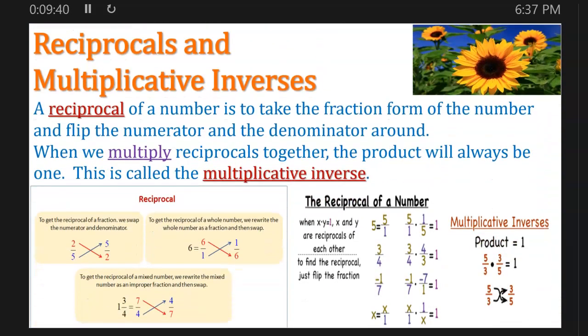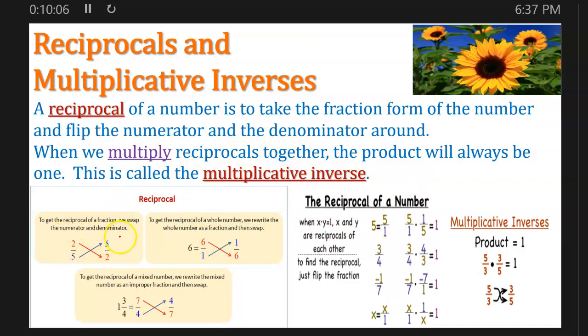Okay, so let's review reciprocals and multiplicative inverses. A reciprocal of a number is to take a fraction form of the number and flip the numerator and the denominator around. Then we multiply the reciprocals together, and when we do, the product will always be 1. This is called the multiplicative inverse. You don't always have to multiply reciprocals together, but that's the definition of this multiplicative inverse here.